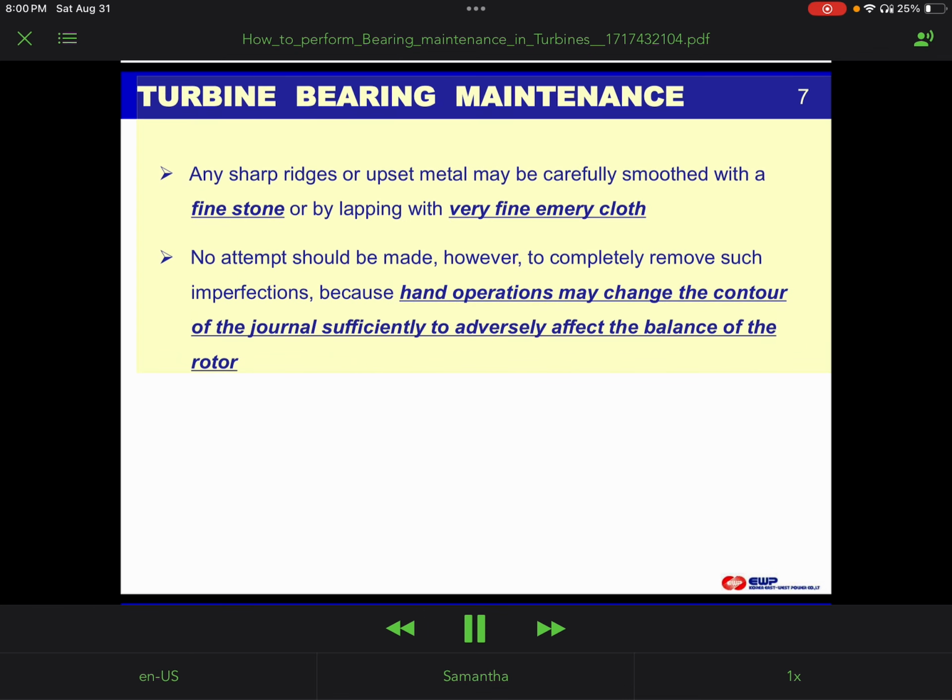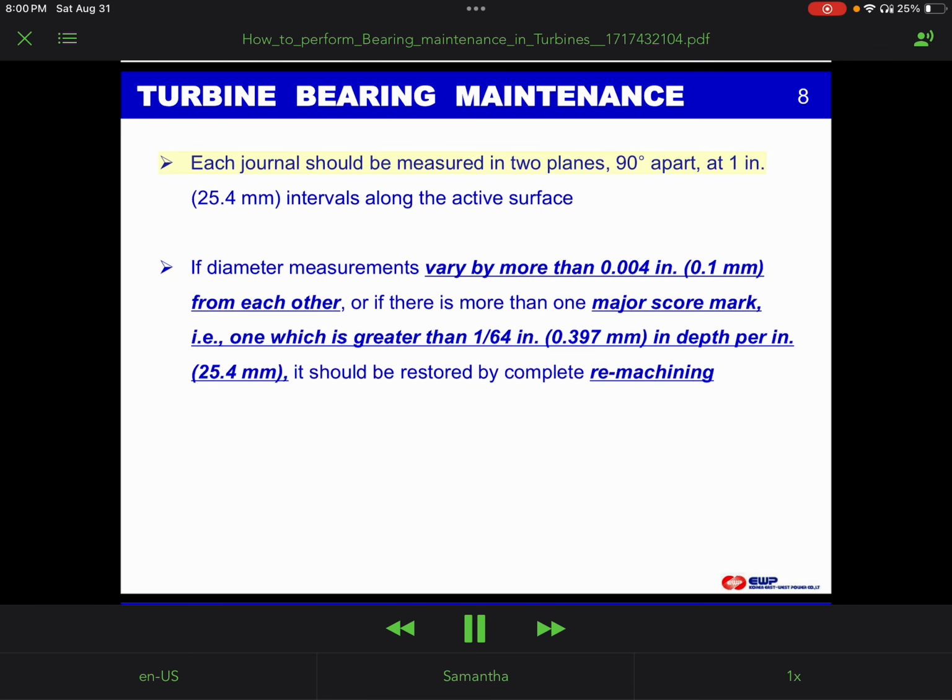Turbine bearing maintenance. 7. Each journal should be measured in 2 planes, 90 degrees apart, at 1 in (25.4 mm) intervals along the active surface. If diameter measurements vary by more than 0.004 in (0.1 mm) from each other, or if there is more than one major score mark, i.e., one which is greater than 1/64 in (0.397 mm) in depth per in (25.4 mm), it should be restored by complete remachining.